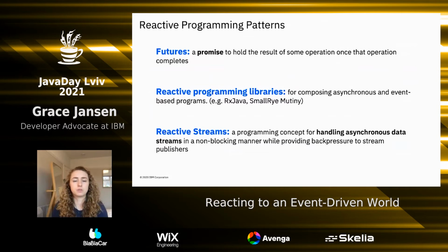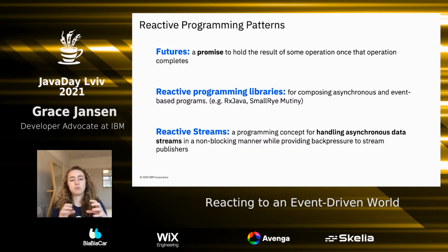And then we have reactive streams. Reactive streams is a community-driven specification that was really designed to provide a standard for handling these asynchronous data streams in a non-blocking manner while providing that all-important back pressure that I mentioned. So these are some of the patterns you can utilize within your microservices, within the logic in your application.